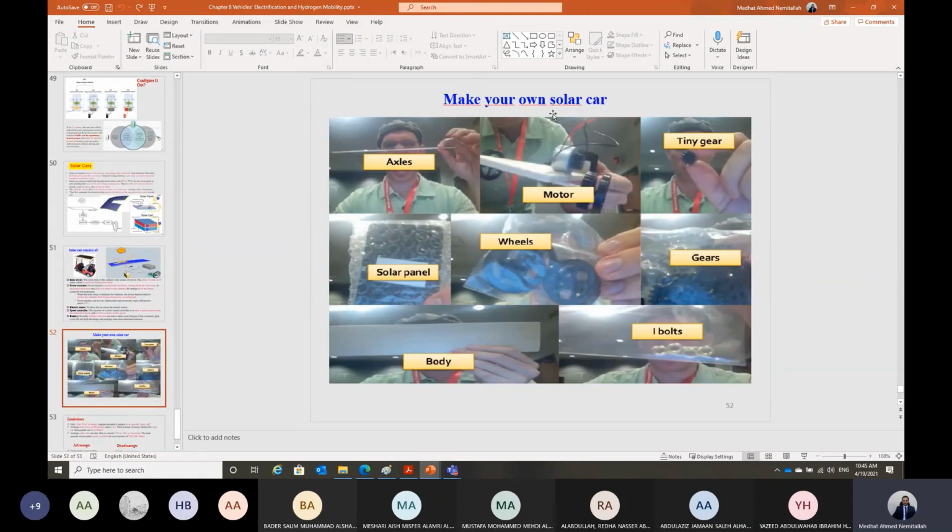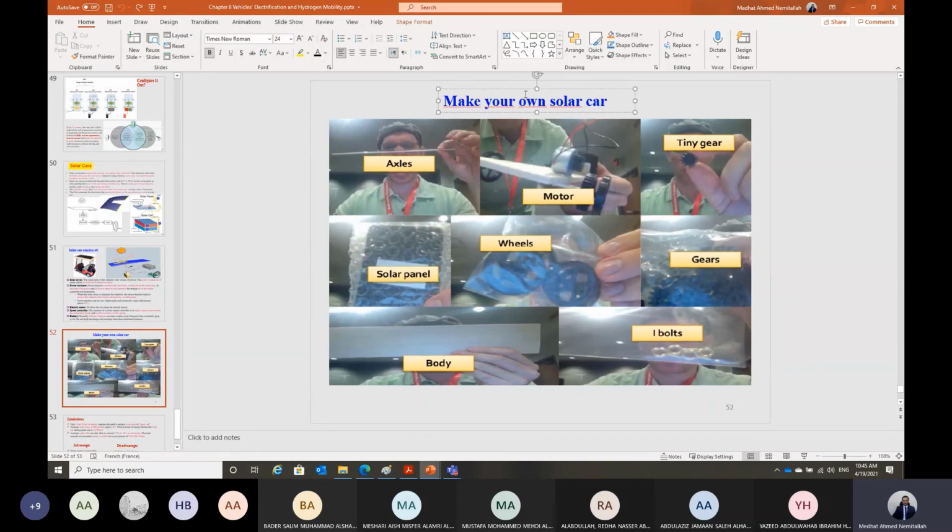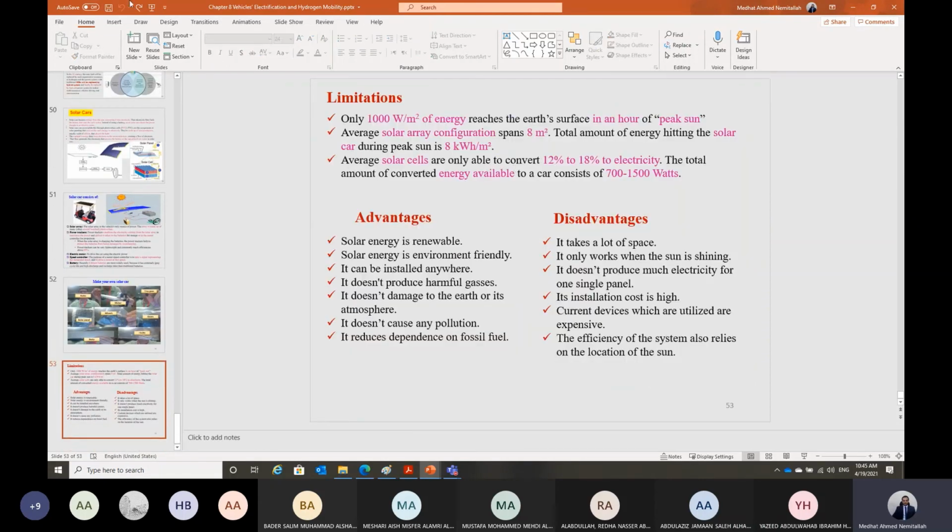Even if you have a toy at your home, if you have a young brother, you can just try to get a toy car, get an axle, some tiny gears, and a small electric motor. You should have these somewhere in some toys. We have the wheels, and you can add some solar panel. In this case, you can connect it to the electric motor to drive the whole car. You can get a body chassis, play with it, and you can get this kind of car. You can do it, okay? So this is a solar car.